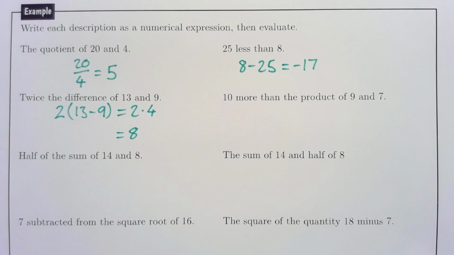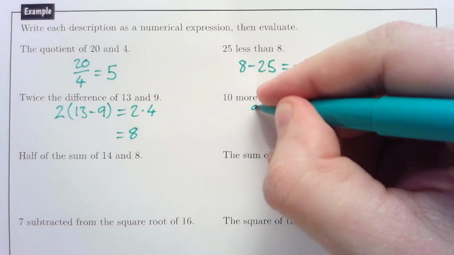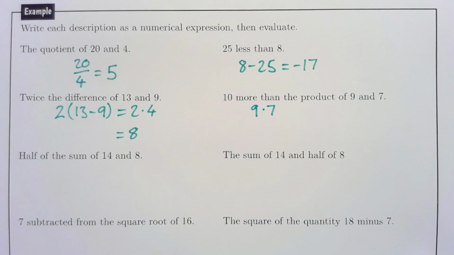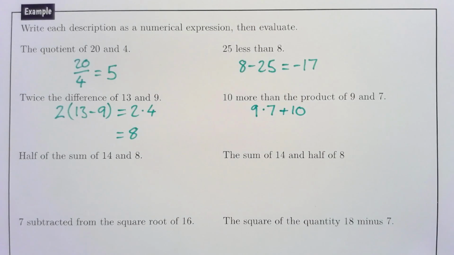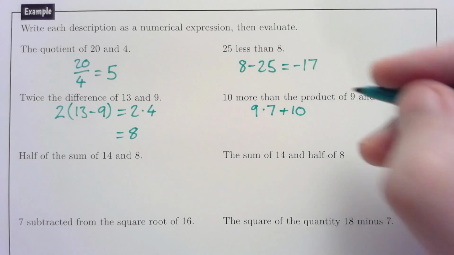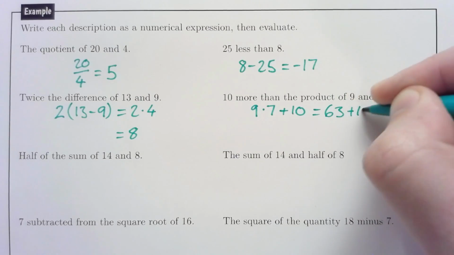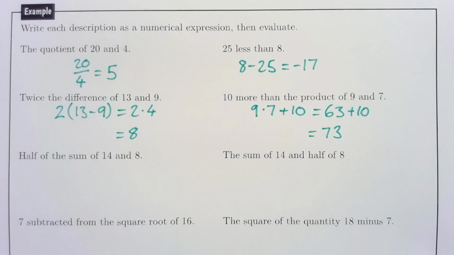10 more than the product of 9 and 7. So firstly, the product of 9 and 7 is 9 times 7. Then we can find 10 more than the product by adding 10. This time we don't need grouping symbols because the order of operations is already correct for what we have written down. So 9 times 7 is 63, and adding 10 to that gives us 73.